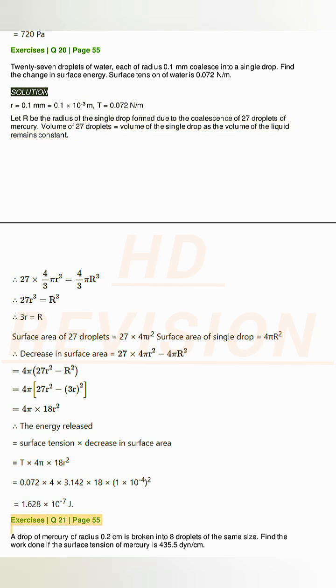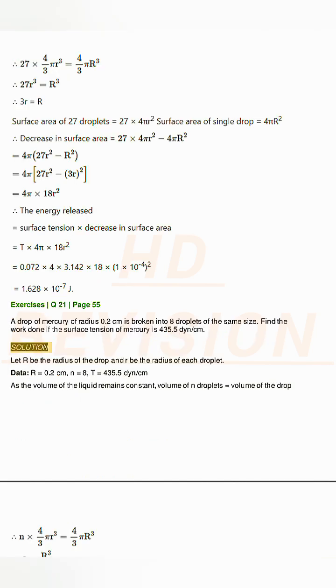Exercises Q21, page 55. A drop of mercury of radius 0.2 cm is broken into 8 droplets of the same size. Find the work done if the surface tension of mercury is 435.5 dyne per centimeter. Solution. Let R be the radius of the drop and r be the radius of each droplet. Data. R equals 0.2 centimeters, n equals 8, T equals 435.5 dyne per centimeter. As the volume of the liquid remains constant, volume of n droplets equals volume of the drop.